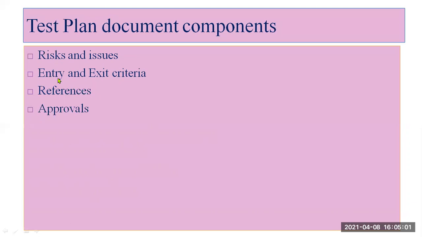Okay, next one is entry and exit criteria. Entry criteria gives the prerequisite items that must be completed before testing can begin. Before we start testing, we should understand the requirements. Next, all the testing environments should be available. That information we will check in the entry criteria.